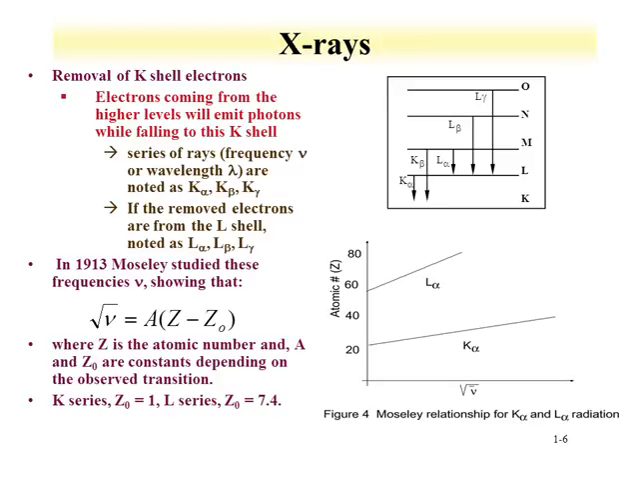Here's an example of some X-rays that are produced from removal of K-shell electrons. Electrons coming from the higher level will emit photons while falling to this K-shell. So if we remove electrons here, electrons from the L, M, N, etc. shell come down, they will emit characteristic X-rays. Back in 1913, Moseley evaluated this, and he showed that the frequencies are proportional to basically the atomic number. This is what we use today. You do SEM analysis. You're able to determine the element by the X-ray.